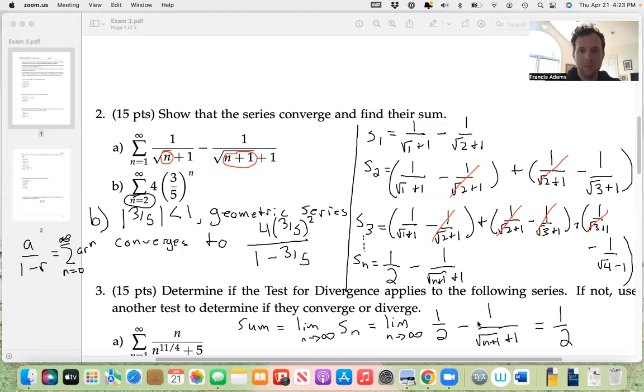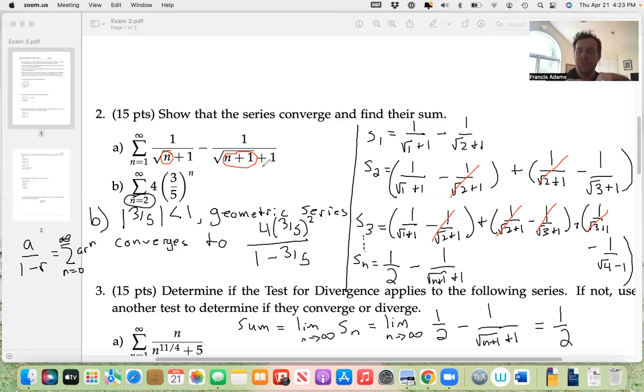Questions about either of these problems? So for the telescoping series, it's not always going to look like that, right? It's kind of already written out in an expanded form. So do you mean it won't look like this is something minus something else? Yeah.